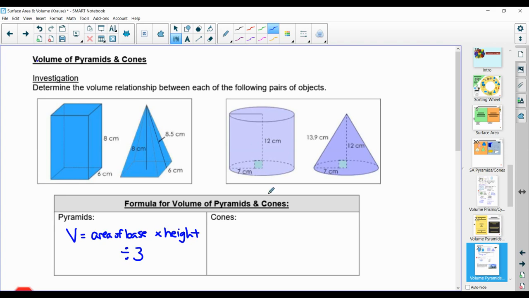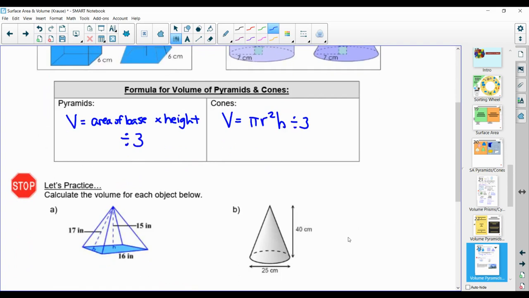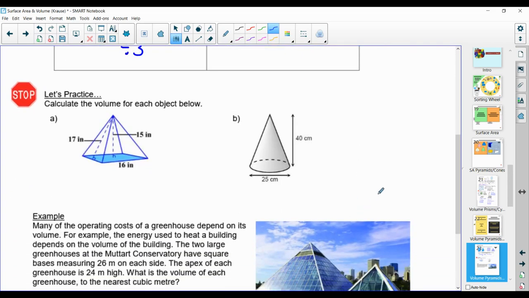So it's really important that you take advantage of your formula sheets that have most of these formulas on them. Volume of a cone is going to be area of base times height divided by 3. Well, the base of a cone is pi r squared, times height, and we're going to divide by 3. All right, so let's take a look at some practice questions here.